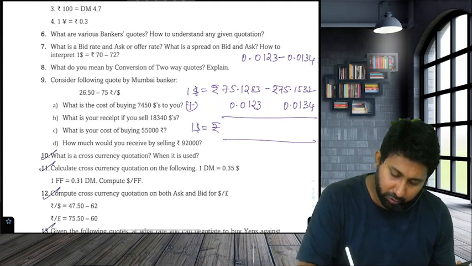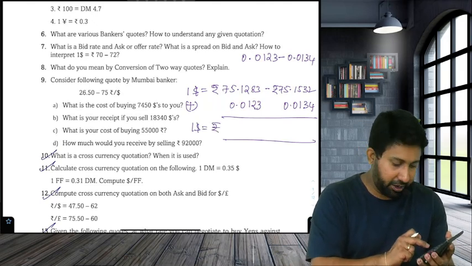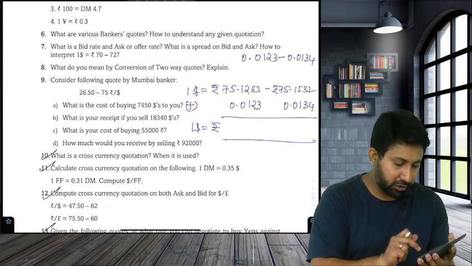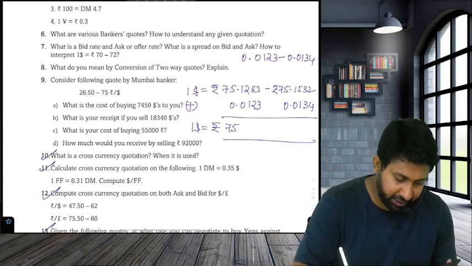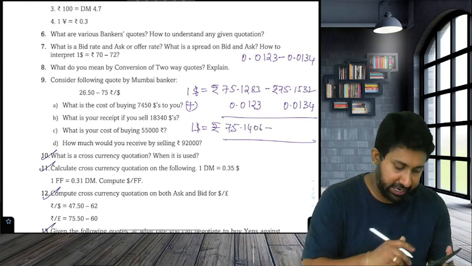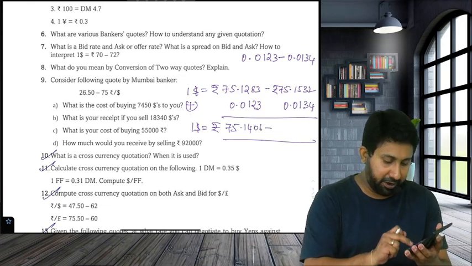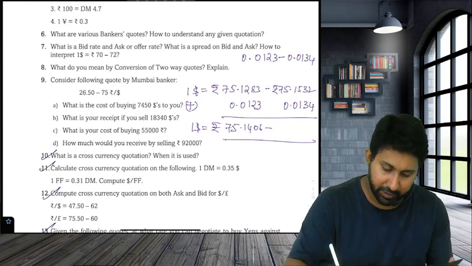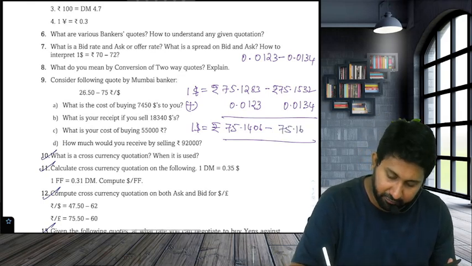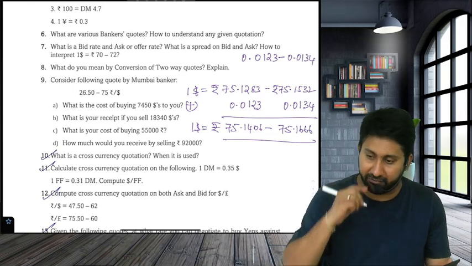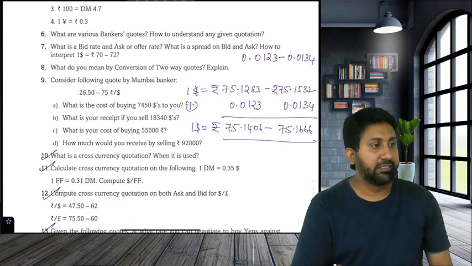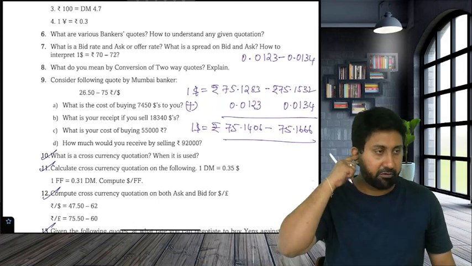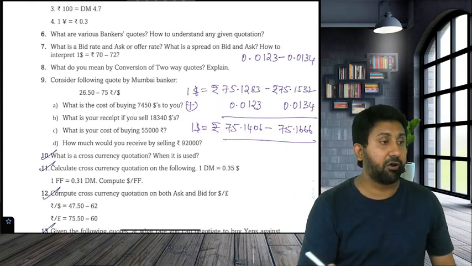$1 equal to rupees 75.1283 plus 0.0123, 75.1406 dash 75.1532 plus 0.0134, 75.1666. Okay, now see here. Now my question is, why do we have to do it like this? Why can't we deduct when it is given in ascending order?